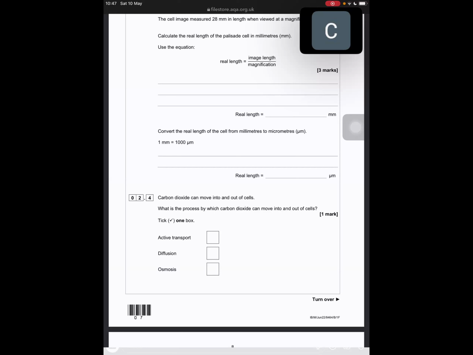Is it correct? Yes, diffusion. So remember, diffusion is the process of a gas, usually a gas, moving from an area of higher concentration to an area of lower concentration.